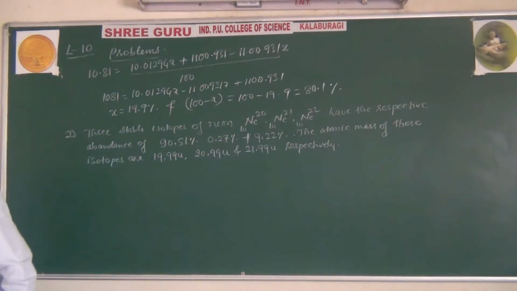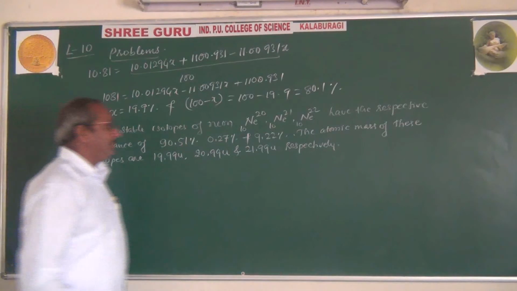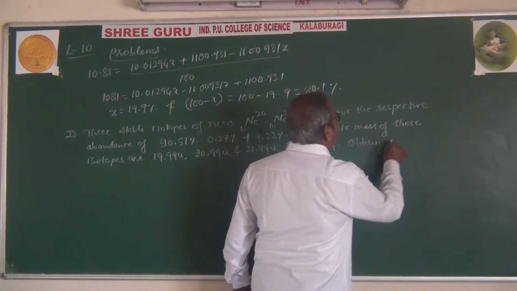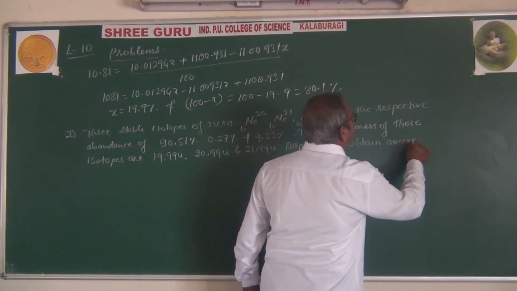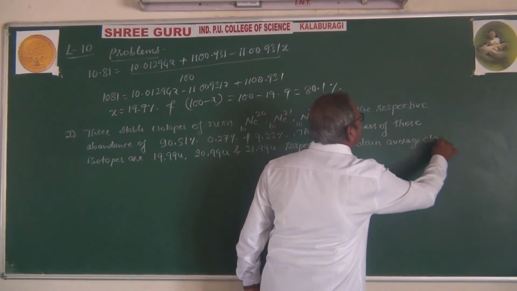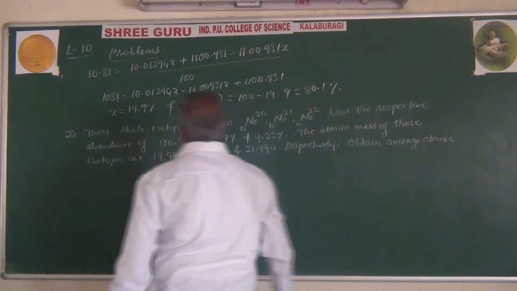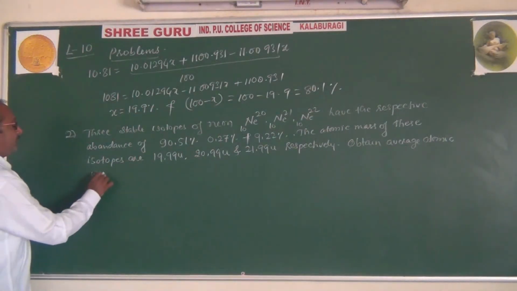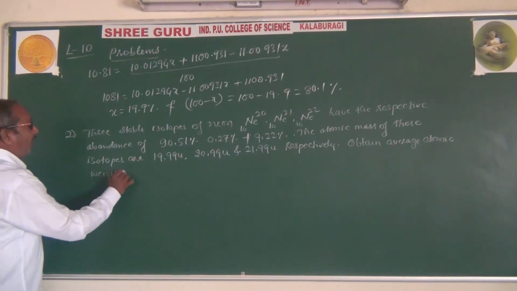Now finally we have to obtain the average atomic mass of neon, which is nothing but the atomic weight of neon.